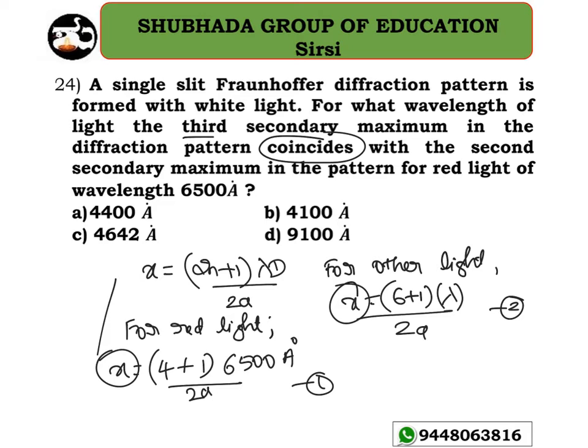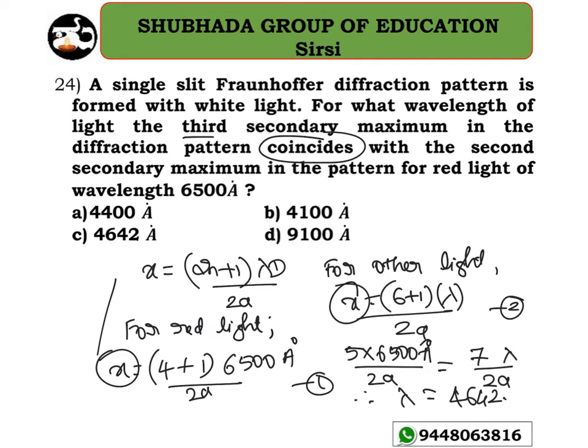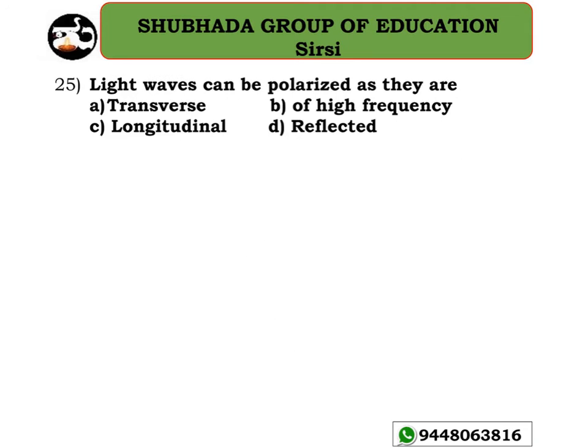Then I can take 5 into 6500 angstrom divided by 2a, that is equal to 7 times lambda divided by 2 times a. So now we can easily calculate the value of lambda here. I will get lambda as around 4642.8 angstrom, which is equivalent to option C. Option C is the right answer for this question.